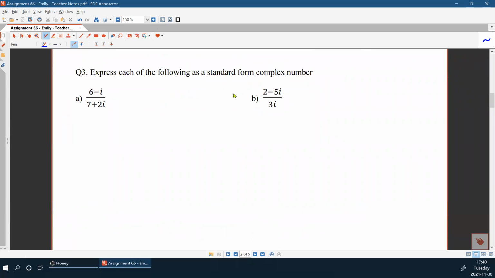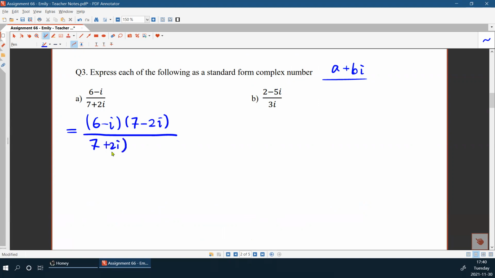Express each of the following as a standard form complex number. So a standard form complex number has the form a plus bi, right? So we need to convert each of the expressions into a form like this. For the first question, the key is to find the conjugate of the denominator, right? The denominator is 7 plus 2i, so the conjugate is 7 minus 2i, right?